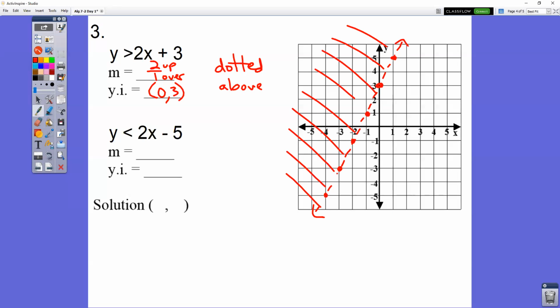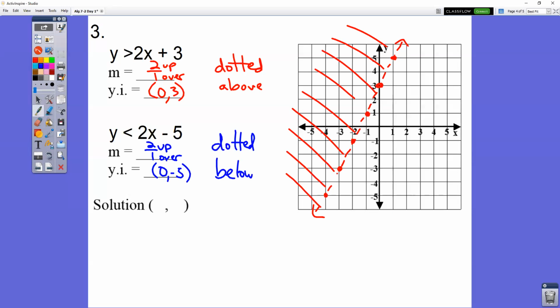For the second one, I have a slope of 2 over 1 again. So this is up 2 over 1. I'm going to start this one off at 0, comma, -5 because of the -5. It's going to be a dotted line again, and I'm going to shade below it this time.